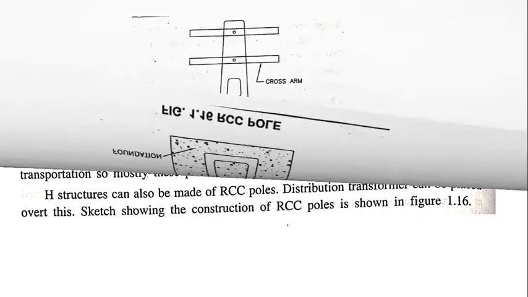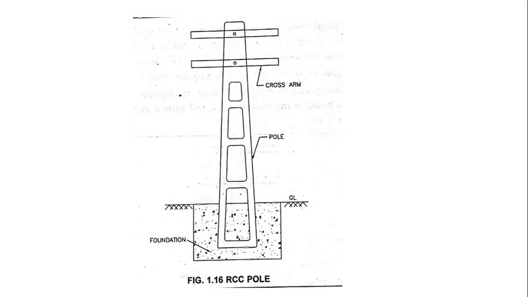So let's see the figure first. So here is the figure. This is the RCC pole. We have the foundation first of all, and then in the foundation we have put our RCC pole, and this is the cross arm made of steel, and again insulators are provided at the ends of the cross arms.